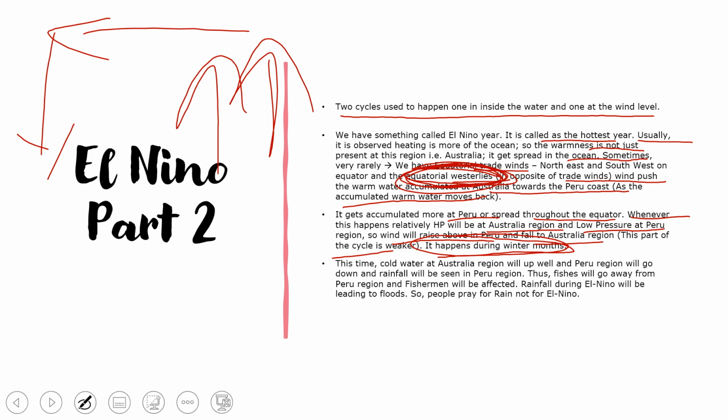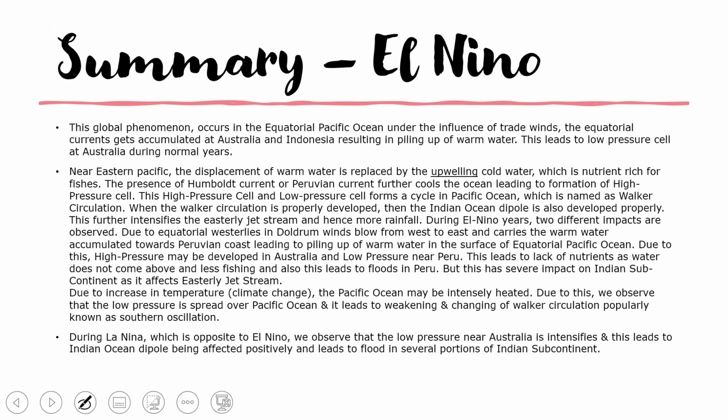So this time cold water at the Australia region will be well piled up and the Peru region will go down, and rainfall will be seen in the Peru region. So in the Peru region you will get warm water, in Australia you will get cold water. So the fishes will go away from the Peru region and fishermen will be affected, and rainfall during El Nino will lead to flood. So people pray for rain, not for El Nino. So this is your El Nino.